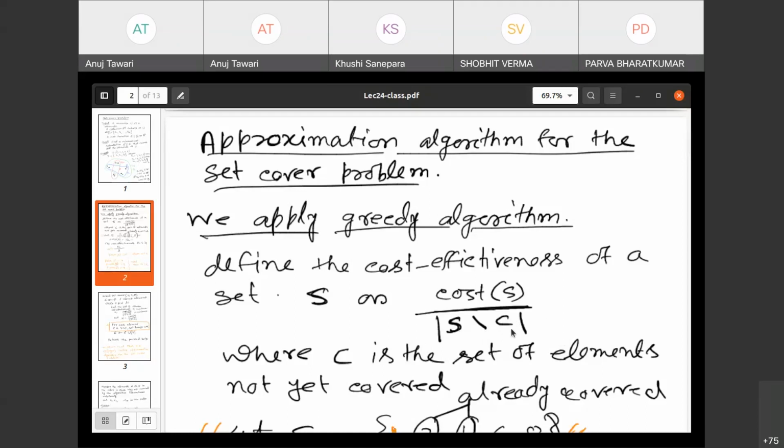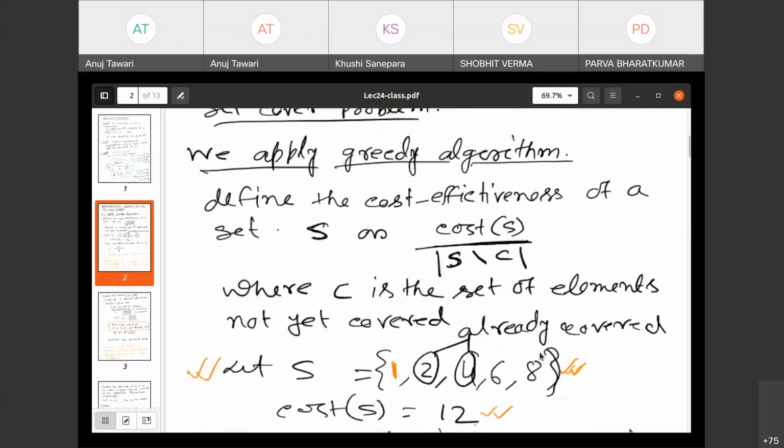So ideally what I want is that, so let me explain you using this example. Is that this new set S, it should cover a lot of the elements which are not already covered, right? Only then it is useful to include this set S in your set cover.